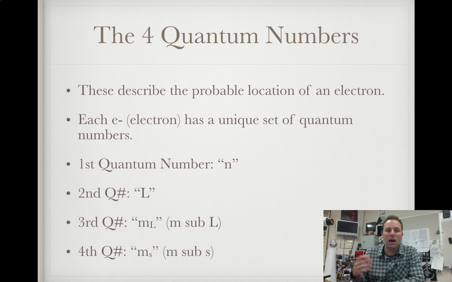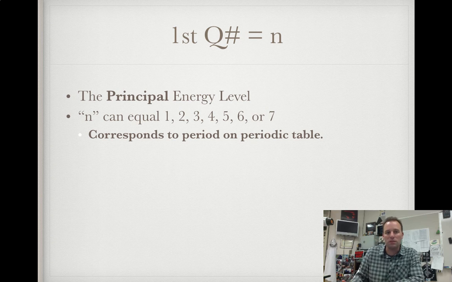It's kind of like the opposite order of your home address. The first quantum number would be like, I live in the United States. The second quantum number would be like, I live in California. The third quantum number would be like, I live in Valley Center. And the fourth quantum number would be your street address. Okay, so it gets more and more specific as you go down the list in terms of the quantum numbers.